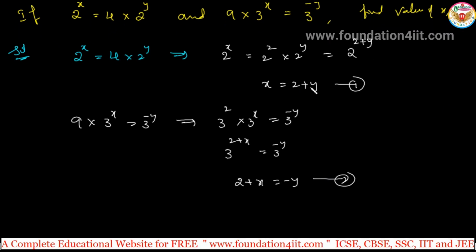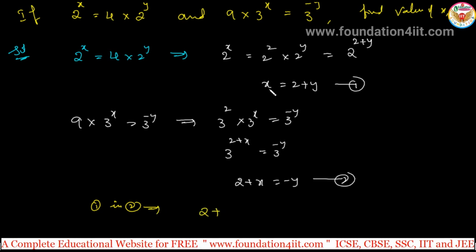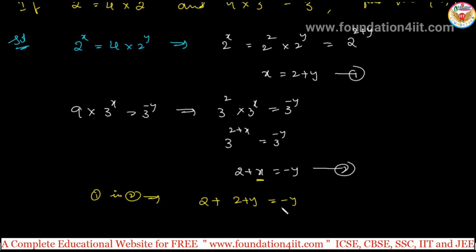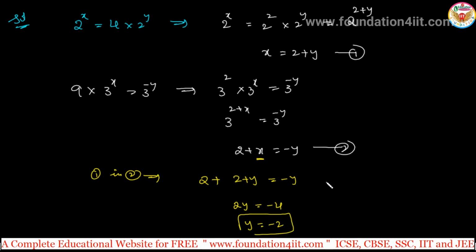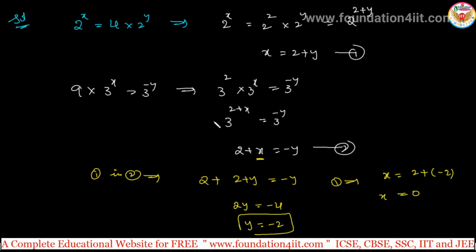So x is equal to 2 plus y, and 2 plus x is equal to minus y. Substitute 1 in equation 2. 2 plus, instead of x I am writing 2 plus y, is equal to minus y. Just solve this. That is 2y is equal to minus 4, since 2 plus 2 is 4. Take to the right side, then y is equal to minus 2. Substitute the y value in equation 1. So x is equal to 2 plus y, that is 2 minus 2, which is 0. So x is equal to 0 and y is equal to minus 2.